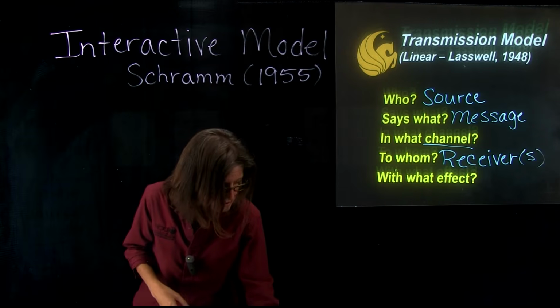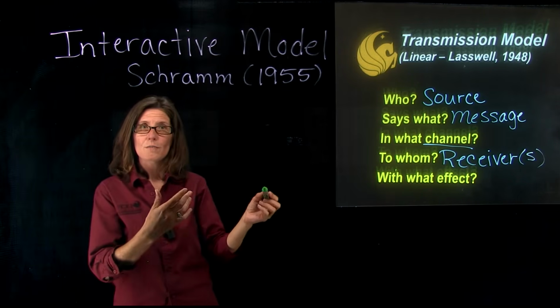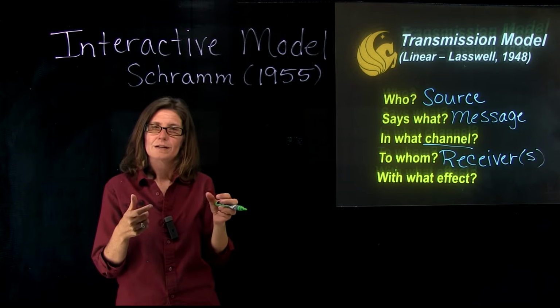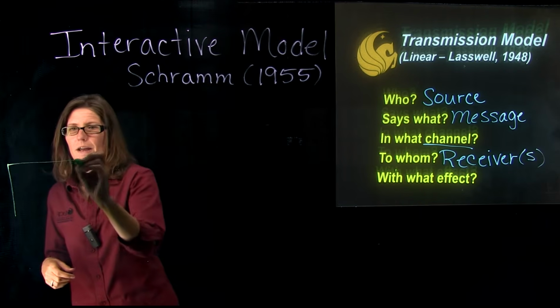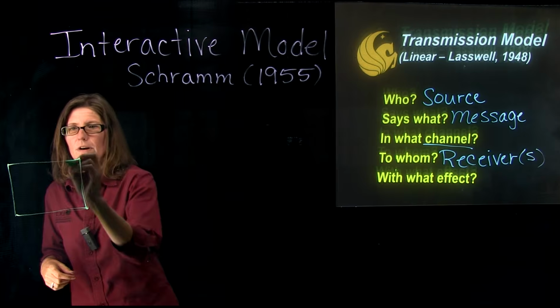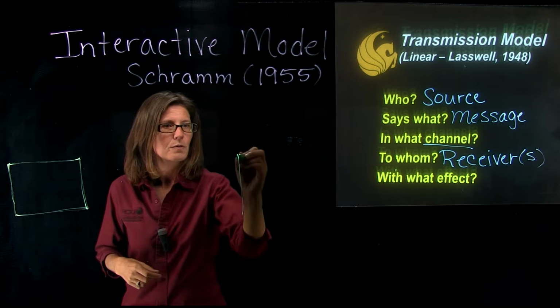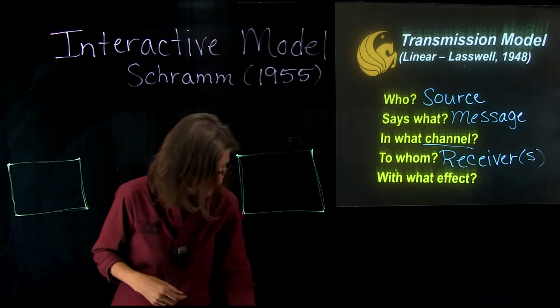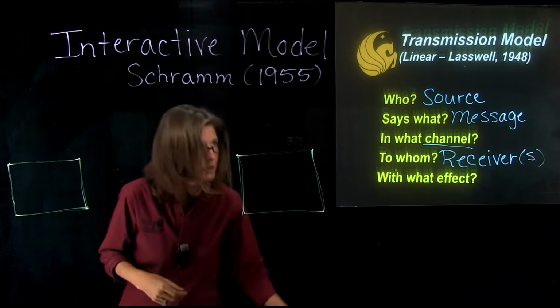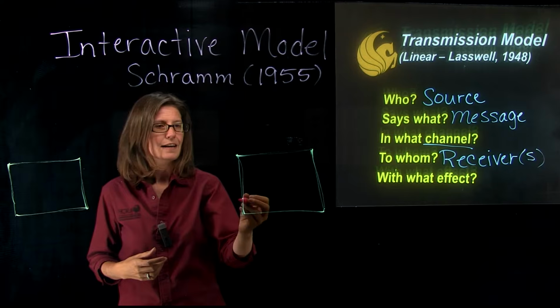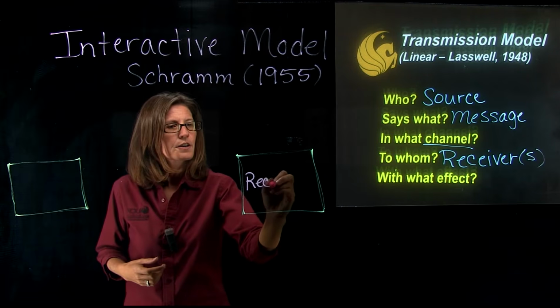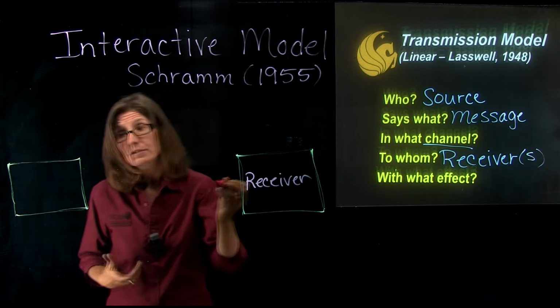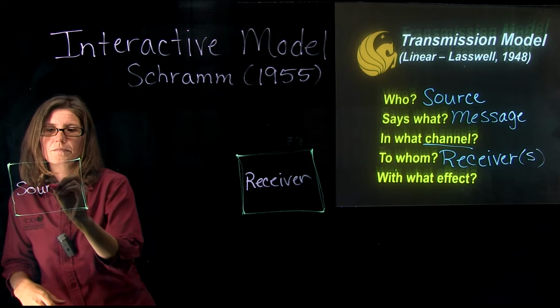With this model, we do see some of the similar components of the model, but we see the language being developed. And so we have two primary areas that we should be concerned about with this particular model. And the cool thing about this model is we can actually draw it out a little bit better than the linear model by Lazarus. So we have the receiver or the receivers, and we have the source.